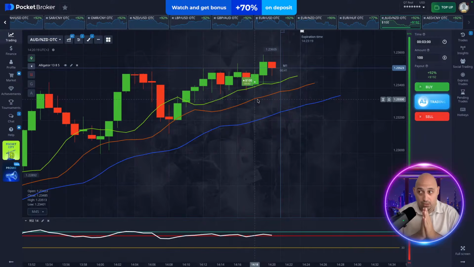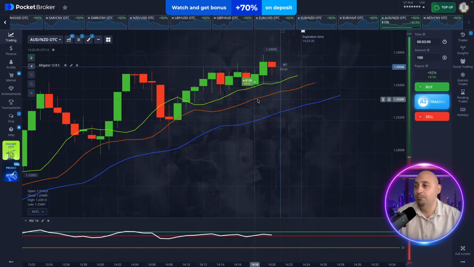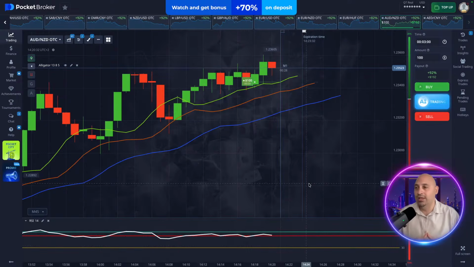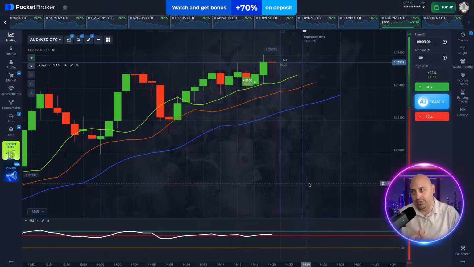Now, I've placed only buy trades for now. We're going to look at also sell trades if the opportunity arises. So we're going to show you how to change the RSI from 60 to 40, because that's going to also help you to actually identify when it's a good opportunity to buy or sell.